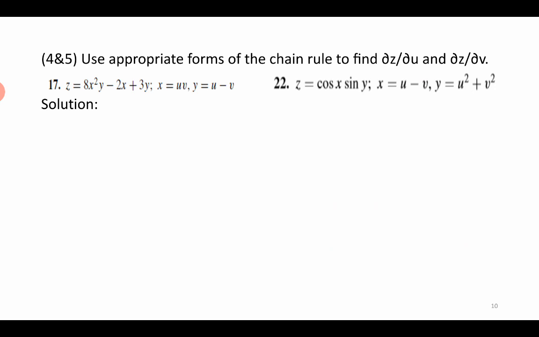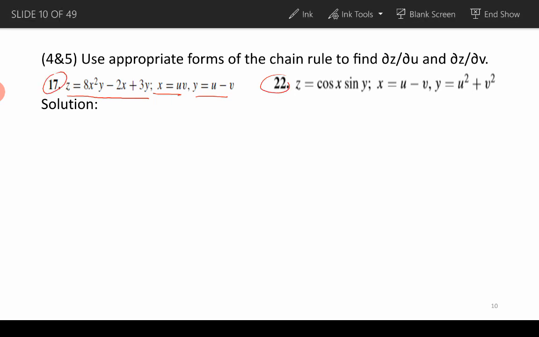This one is different because here z is a function of two variables x and y, where x is a function of two variables u and v, and y is a function of u and v. There are two problems, 22 and 17. Which one do you want me to solve? Let me choose problem number 22.